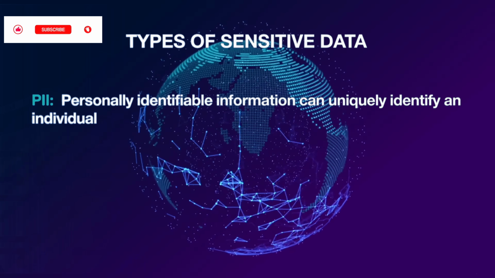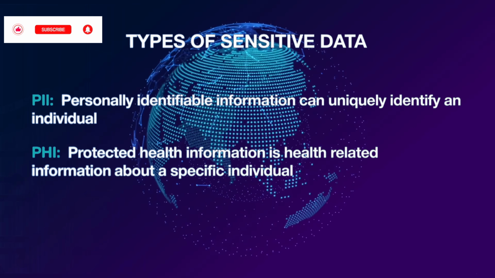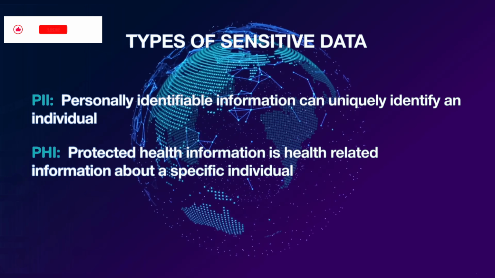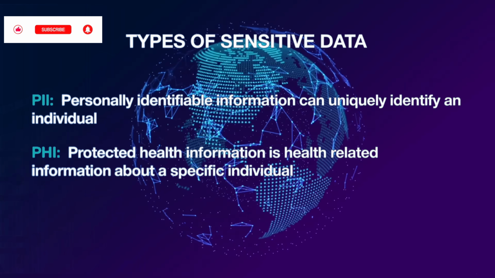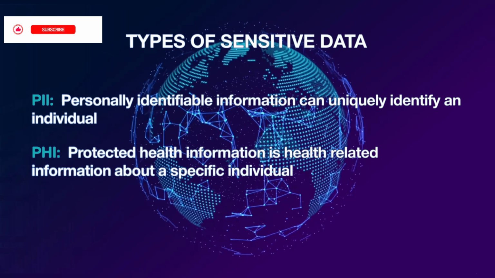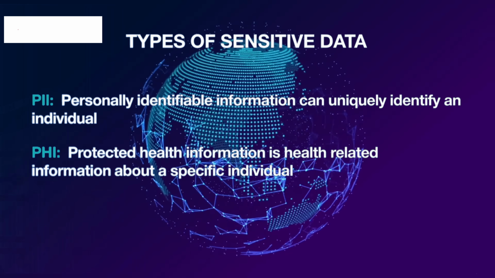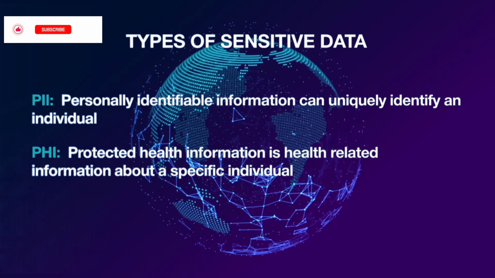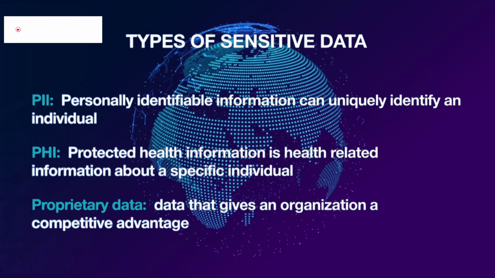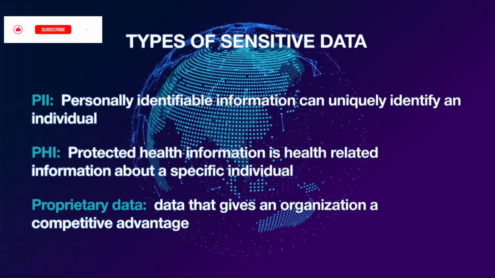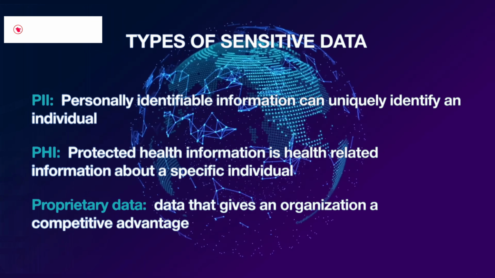There's also PHI, protected health information, which applies specifically to health information. It's normally regulated through things like HIPAA, and there are other regulations as well. This is health-related information about a specific individual. Another type of sensitive data is proprietary data. This gives an organization an advantage over a competing company or organization in their market space.